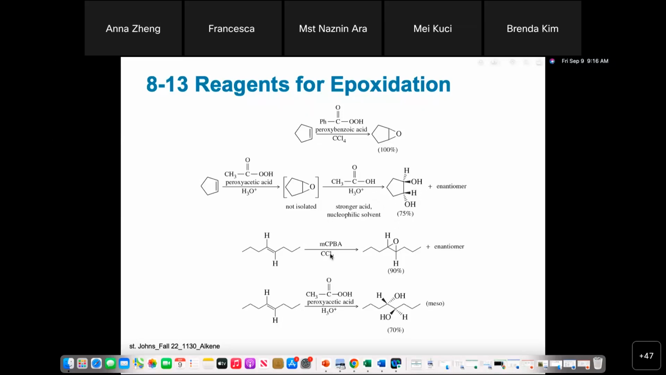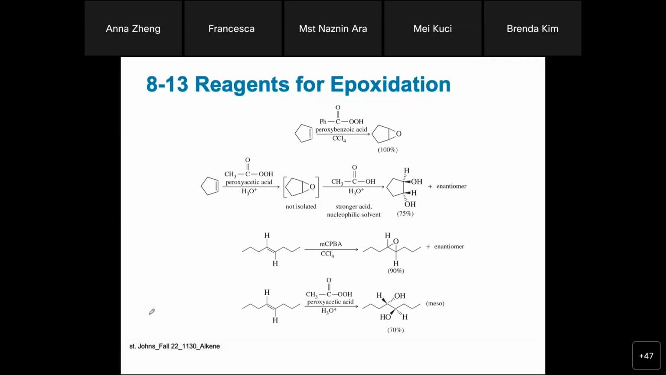And another one we saw is mCPBA. This also happens, but it is a little bit of a mixture, like 90% plus, and in the presence of acid, 70%, and this is a meso compound. So this one and this one are almost as strong, and they also do very well, but not as strong as this. These are comparatively weak compared to peroxybenzoic acid.